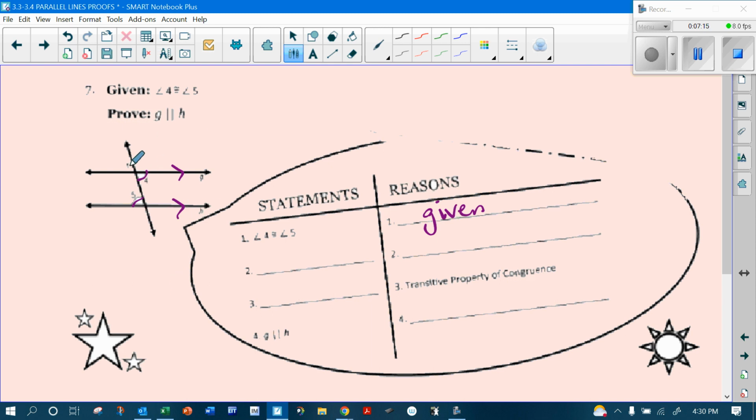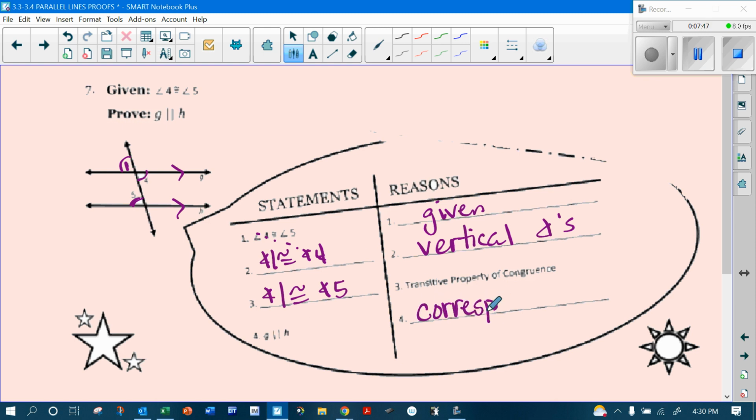So I know that angle 1 is congruent to angle 4 because they are vertical angles. And vertical angles are always congruent. The 4's here are going to cancel out, so that means angle 1 is congruent to angle 5, and that's the transitive property. So if 1 and 5 are also congruent, then G and H are parallel because of corresponding angles. So corresponding angles are congruent.